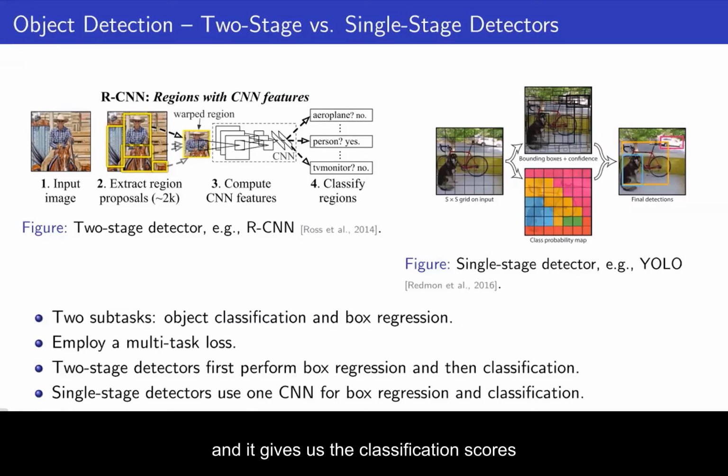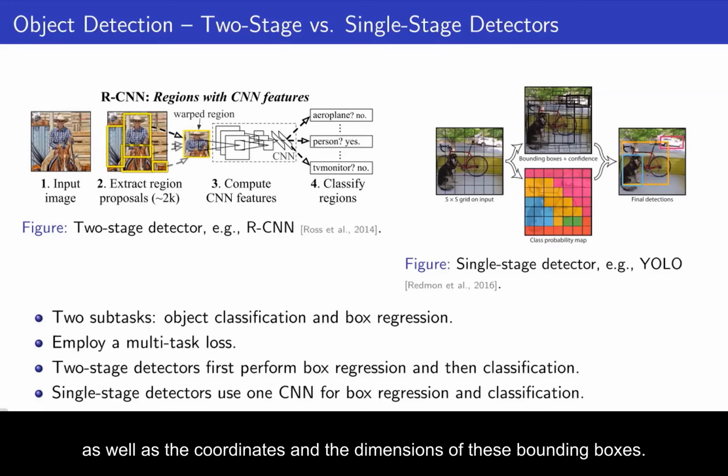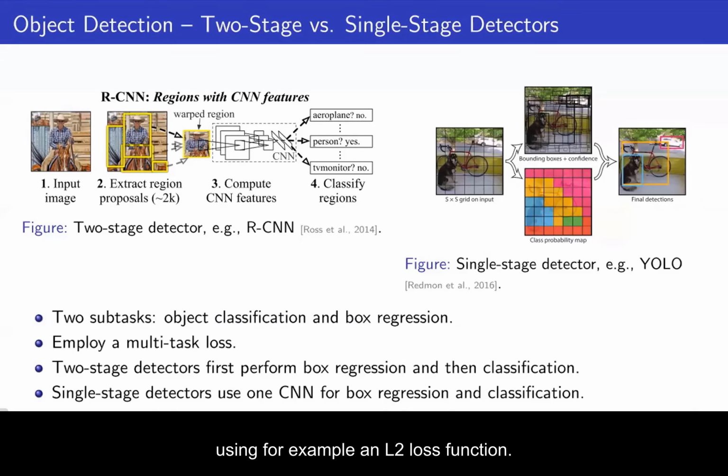Now the network performs both of these tasks together, and it gives us the classification scores as well as the coordinates and the dimensions of these bounding boxes. So when we train this network, we will use again 2 losses. We will use the softmax loss for classification scores and another loss to regress the coordinates, which we can model using, for example, an L2 loss function.